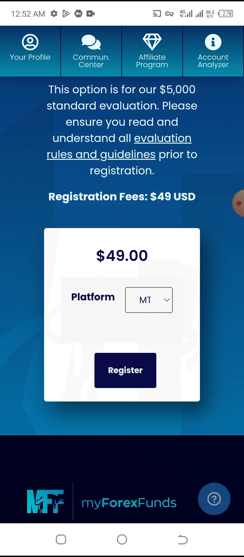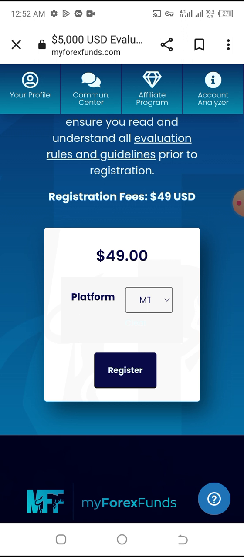So you've chosen MT4 here. You click on register. So how it will work is you go and click my link when you're paying. Click on register.